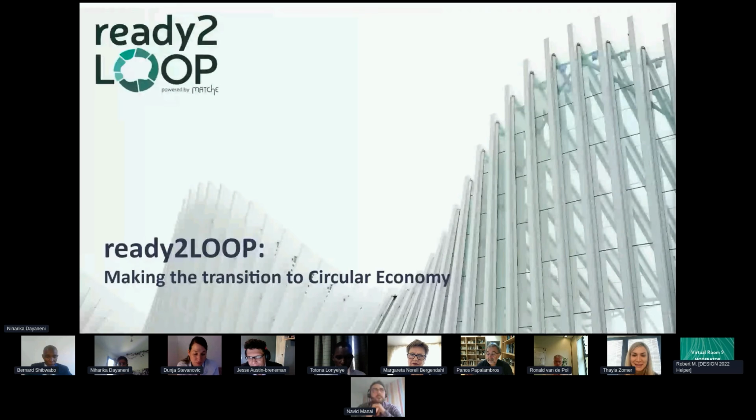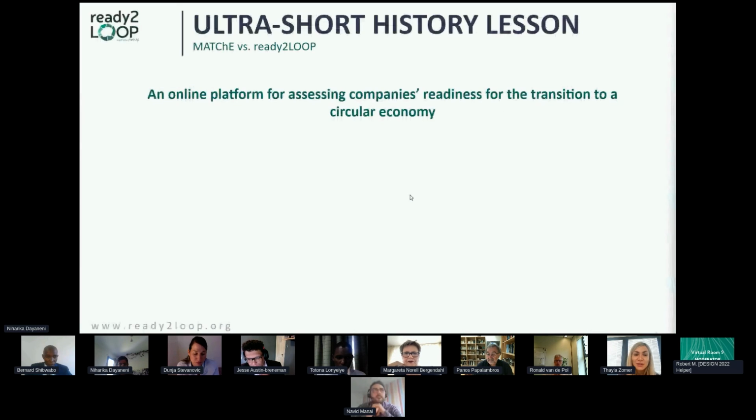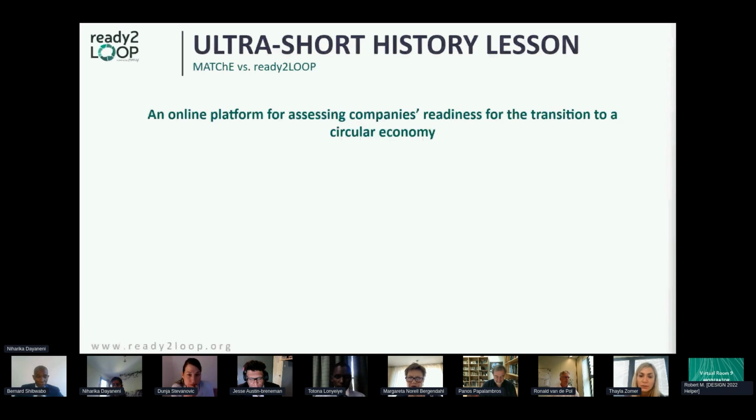So this tool is an online platform. It's completely free. As I said, it's a tool for companies to assess how ready and prepared they are for making the transition to a circular economy. Because in that transition, they need to change a range of aspects inside the organization. And there wasn't so far a tool available for companies to make this assessment and to know where they are and what gaps remain.